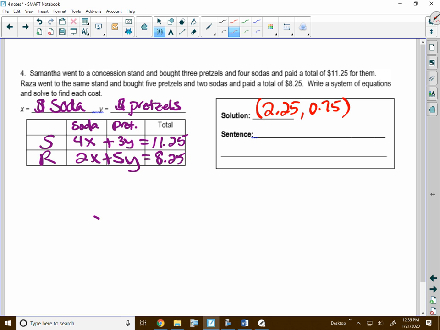Okay, what does the 2.25 mean? How much it costs for soda? Yeah, that's the price of soda, right? And then the price for a pretzel is 75 cents.